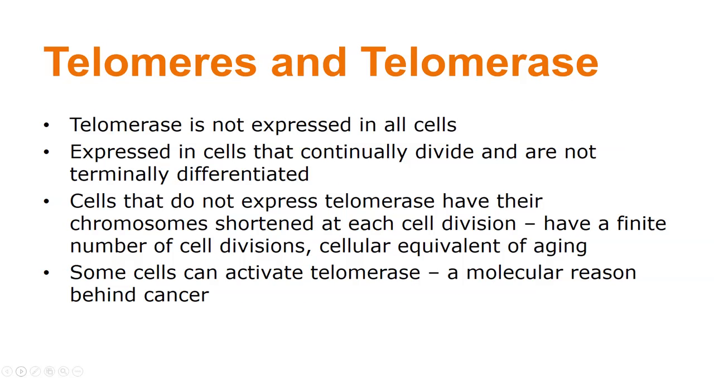So a few things about telomerase, though. Telomerase is not present in all cells, right? It's only going to be expressed in cells that continually divide and are not terminally differentiated. So stem cells will have telomerase activity. Once a cell becomes terminally differentiated, once a cell becomes a hepatocyte or a liver cell, for example, it's not going to go backwards. Okay? At least under normal circumstances, it's not going to go backwards. In that case, telomerase gets shut off.